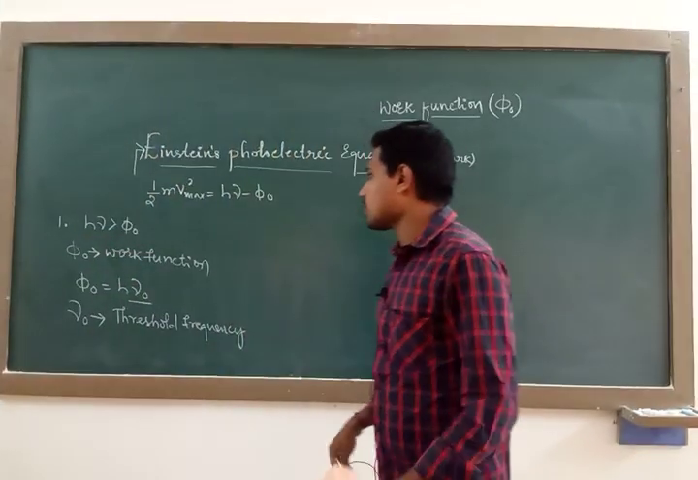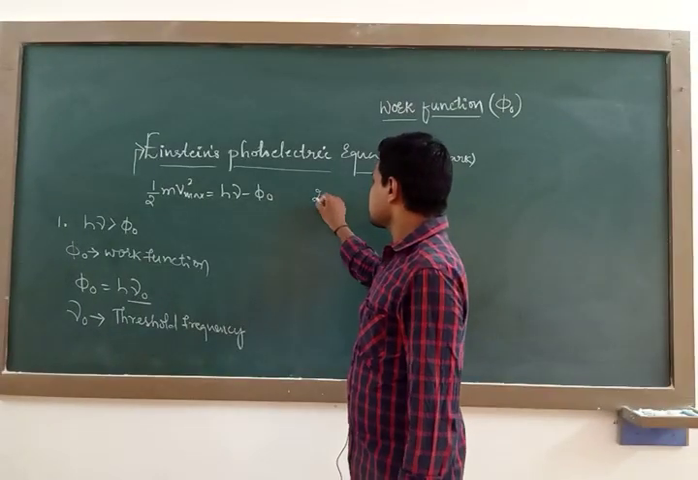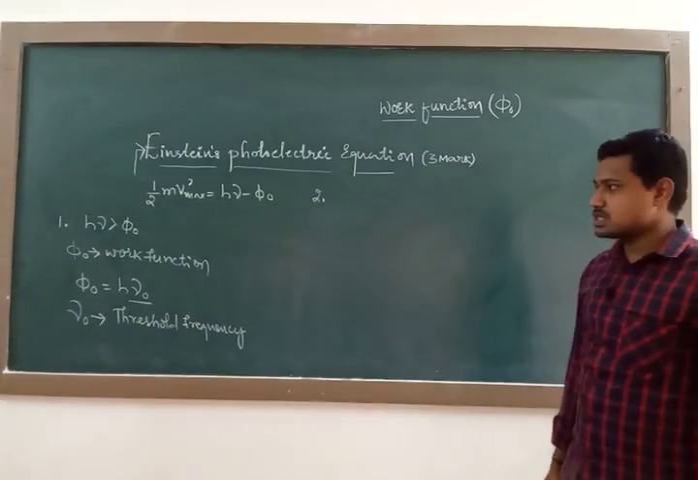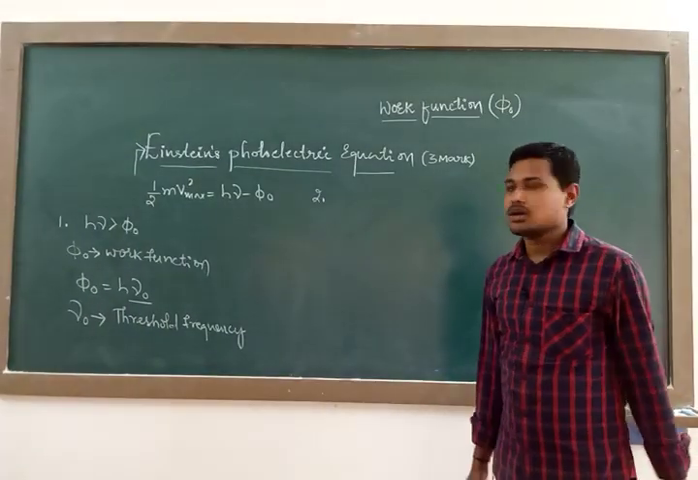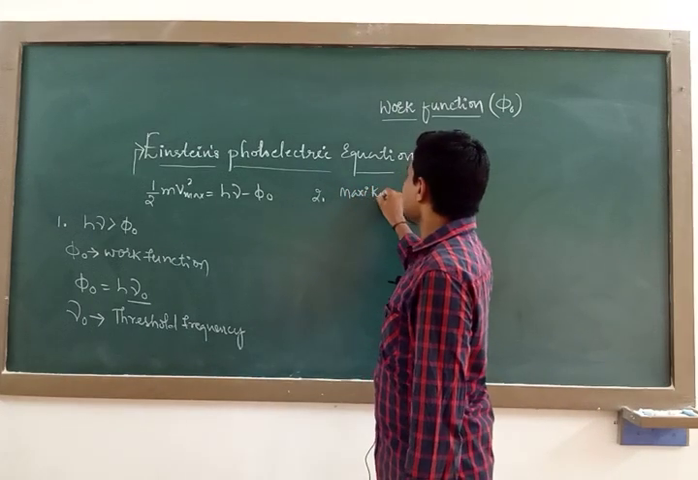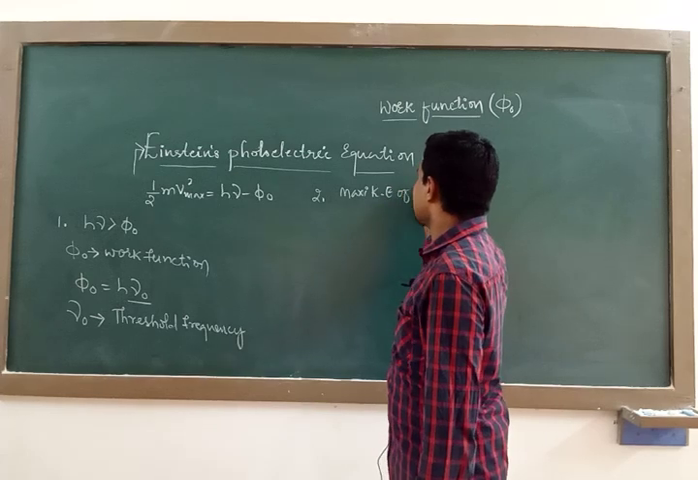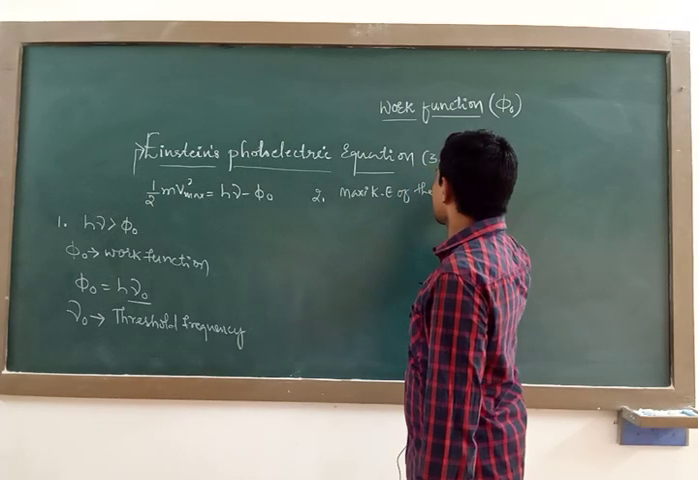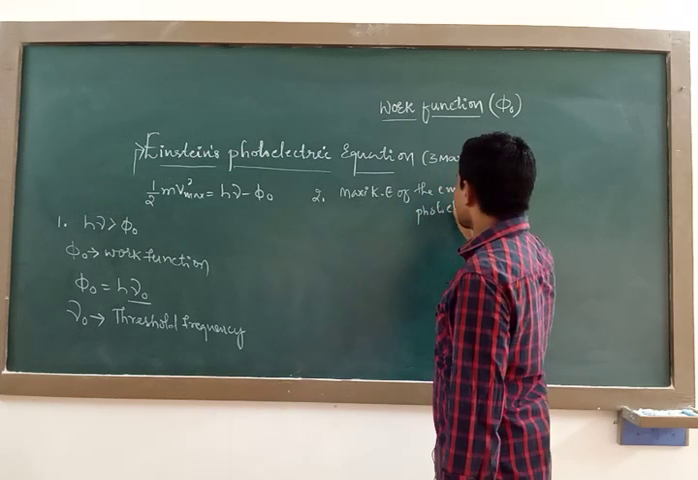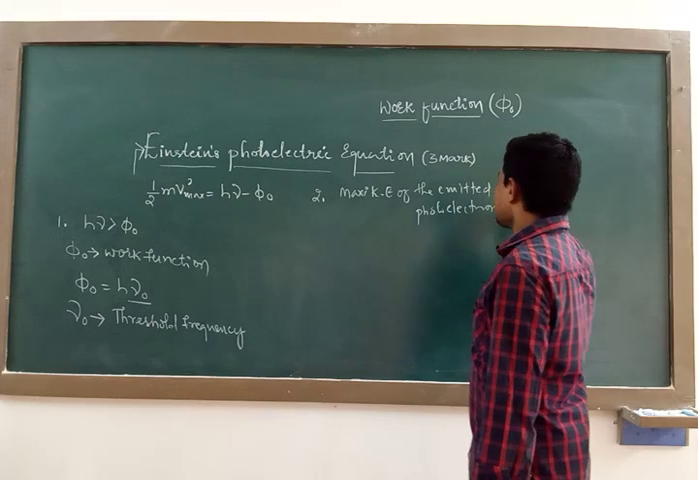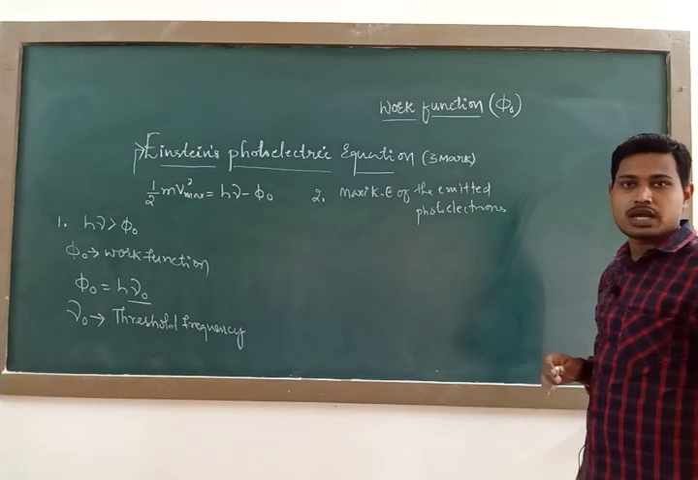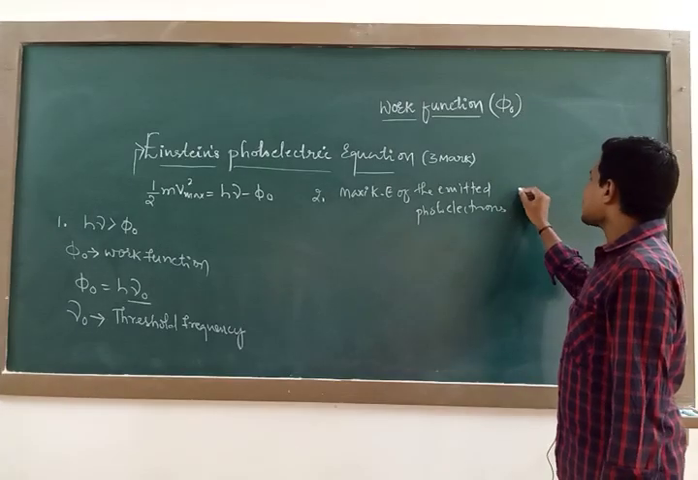So now we shall go to the second conclusion. Second conclusion: h nu is greater than phi naught, where phi naught is the work function, that is, the threshold frequency. Remember here, the second conclusion: the maximum kinetic energy of the emitted photoelectrons increases with increase in frequency.